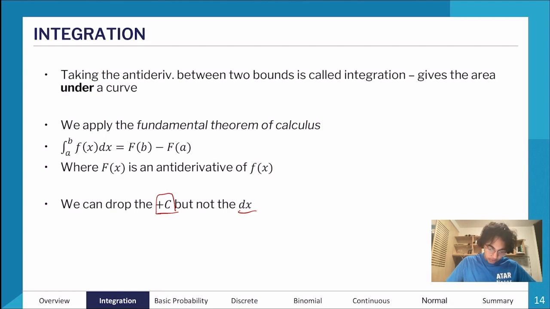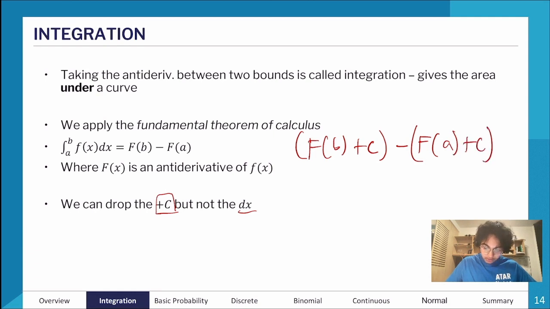So we'll see that with the first F of b, we'll get F of b plus c, right? That's the first sort of set. And then the next one, we'll get F of a plus c like this. And you can see here that the plus c's just cancel out, so there's no point including them in the first place. For that reason, we just don't include plus c at all.